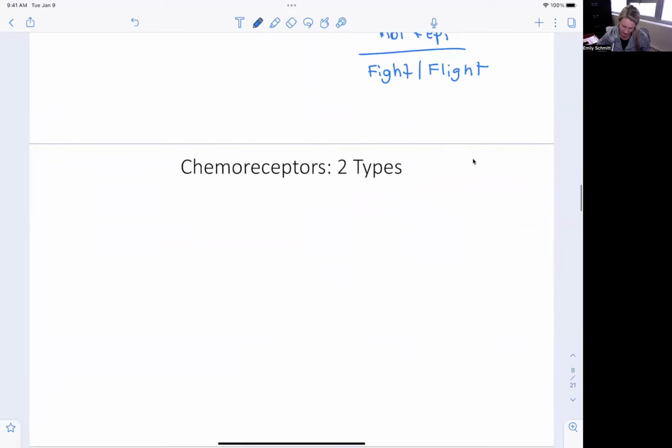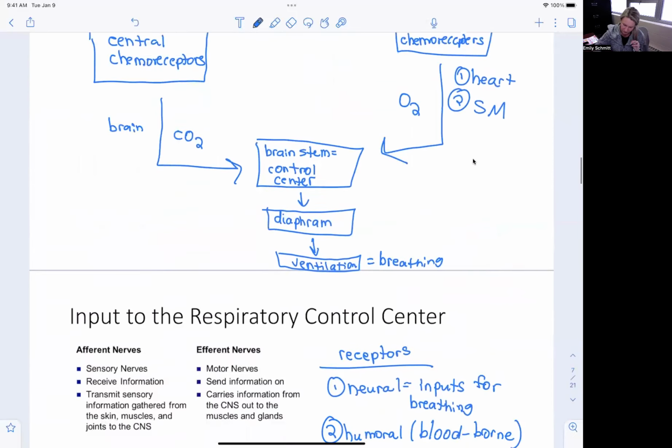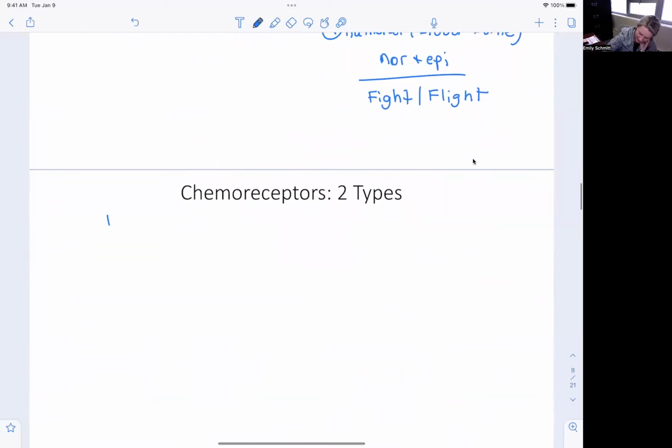Now we've introduced this idea of chemoreceptors. We have said that there are two types of chemoreceptors. One is in the central brain. In physiology, when we talk about central control, we're talking about the brain. When we talk about peripheral sort of output, we're talking about skeletal muscle, heart, liver, lungs, kidney, everything but the brain. So we have central and we have peripheral.